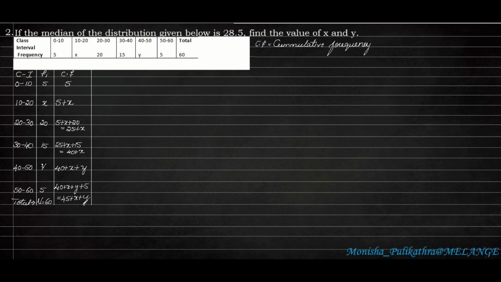Okay. So we know that, as I told you in a previous problem, the total number n is always equal to the last element of the cumulative frequency. The last element and the total number will always be the same. Therefore, this 60 is equal to 45 plus x plus y. So if we subtract, we get 60 minus 45 is equal to x plus y. We will get an equation, that is x plus y is equal to 60 minus 45, which is 15. So let this be equation number 1. So next we have to write down the median formula.